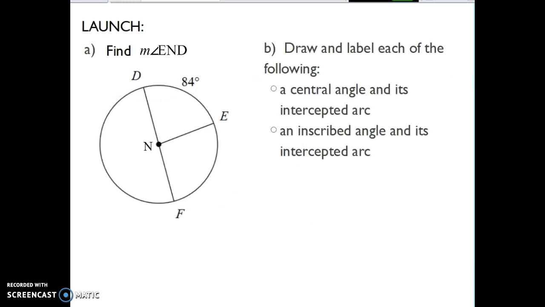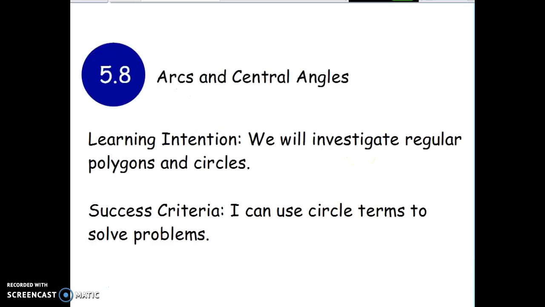All right, this is one of the things that we're going to talk about today, finding the measure of angle END. So if we find E, go to N, and then go back up to D, we can see that this is a central angle, and there's a special relationship between central angles and their intercepted arcs, which we're going to talk about in the lesson today. And then in the lunch, I also had the students draw a central angle and its intercepted arc, and an inscribed angle and its intercepted arc, just to give us some practice.